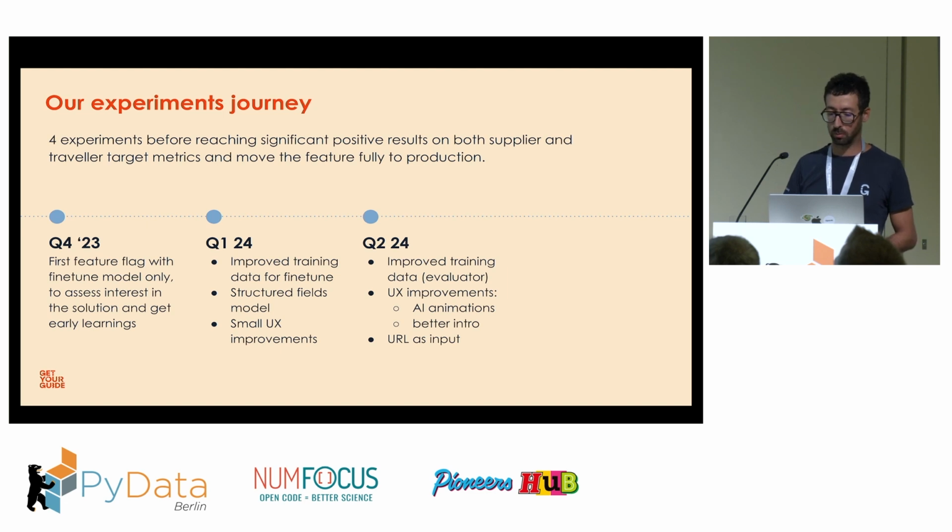Q2 was the game-changing quarter for us. We improved the training data, especially with the help of a refined evaluator. We drastically reduced hallucination in this quarter. We launched some significant UX improvements. We added AI animations and icons that help suppliers understand what's going on under the hood. We also wrote a better introduction. And we launched another feature, which was the ability for suppliers to use a URL instead of input text.